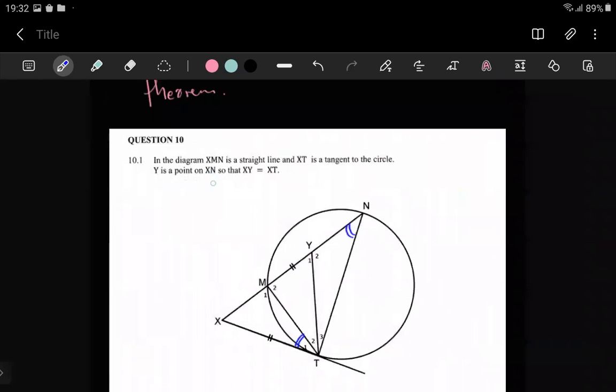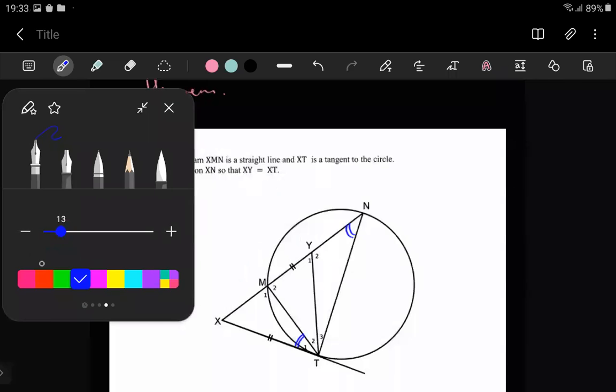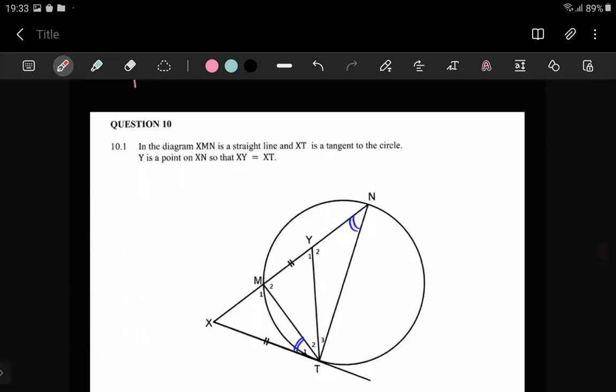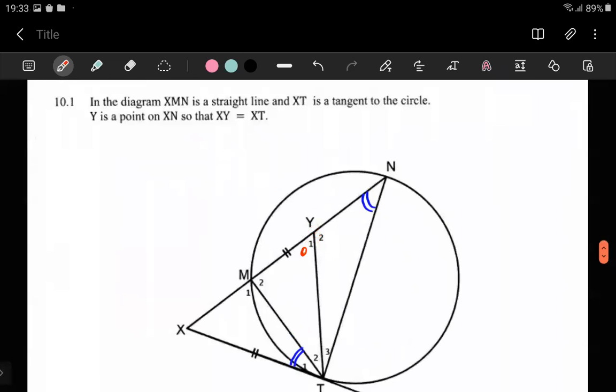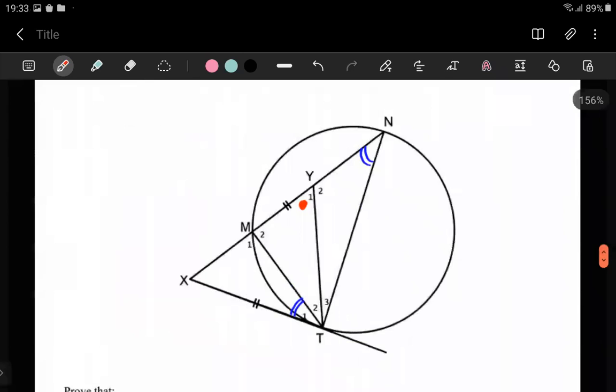They said here, Y is a point on XN. So there's Y here. It is a point on XN. That is correct. And then they said it's a point on XN so that XY is equal to XT. So don't always find yourself putting information onto your sketch as you read the description. So for example, now we know that Y1 over here, the whole angle there, is equal to the whole angle over here, the whole T1 plus T2. These are equal because these are angles opposite equal sides.